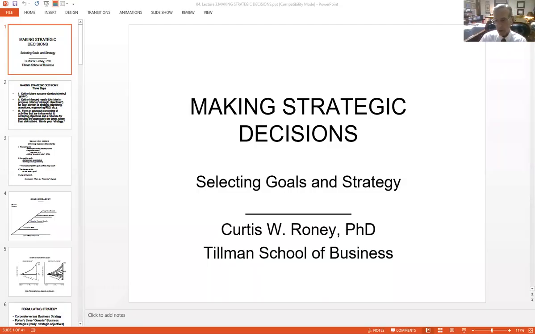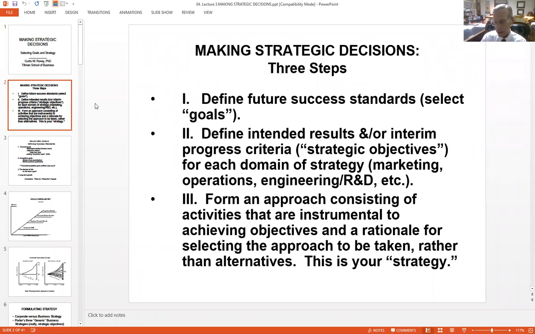And with that, I'm going to try to bring up some slides here that will help us get through this. And there we are. So we're going to be talking about the methods for selecting standards for success, goals, and the approaches to pursuing them. And that's sort of what this slide says here.